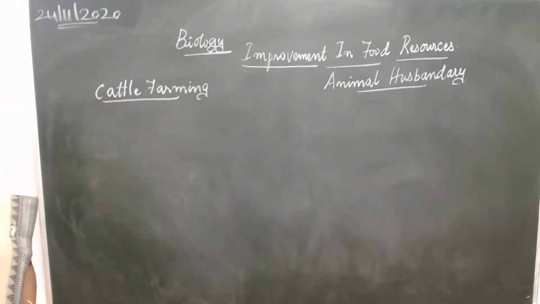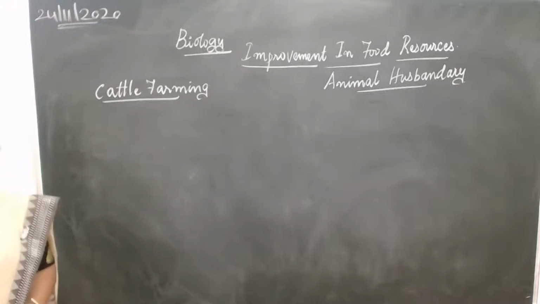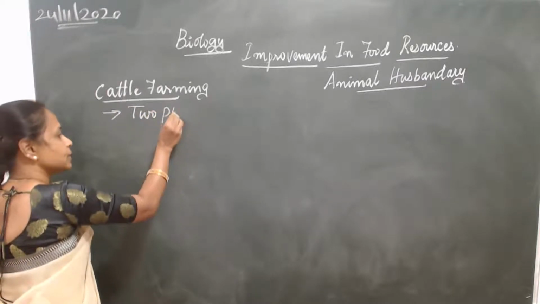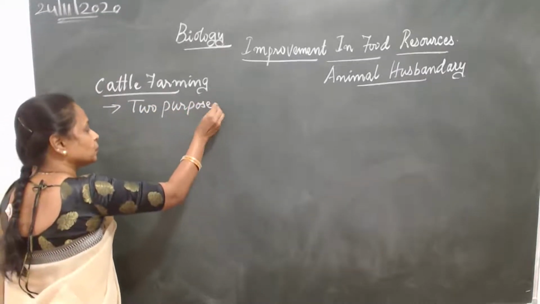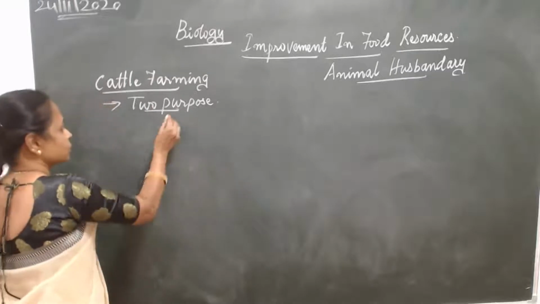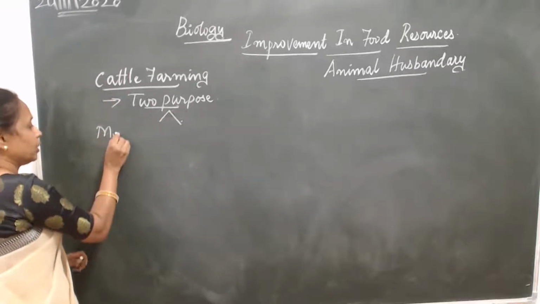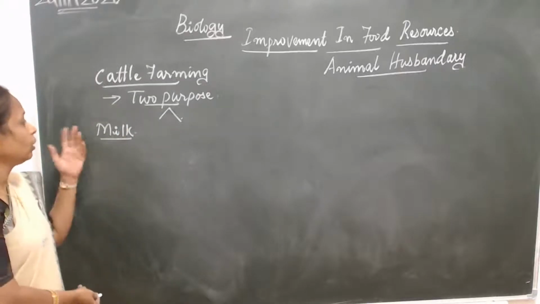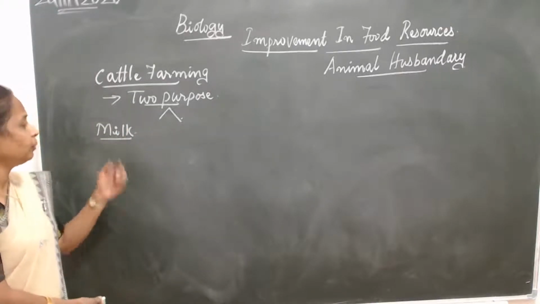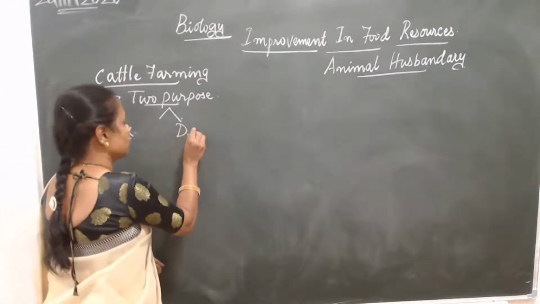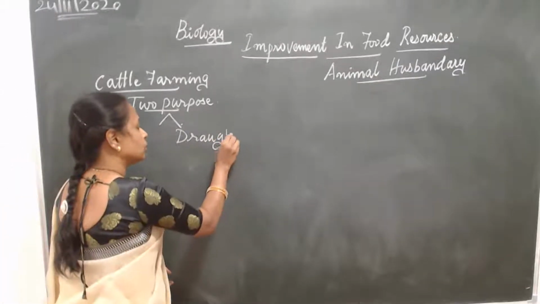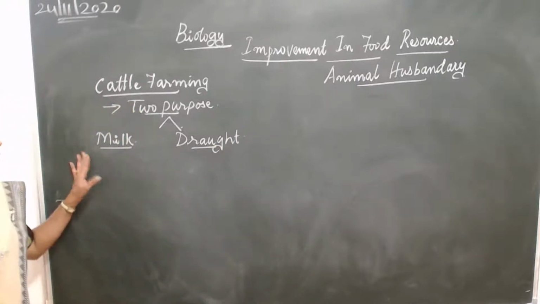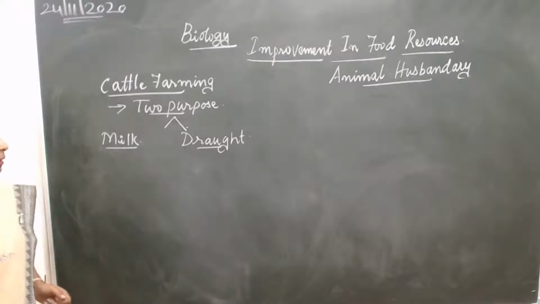Now, when I say cattle, what are the things you are going to include there? Cattle farming is being done mainly for two purposes. First and foremost, it is milk. Everybody knows milk is the most consumed product obtained from animals or cattle. And the second purpose for which cattle farming is done is draught animals. So cattle animals act as draught animals.